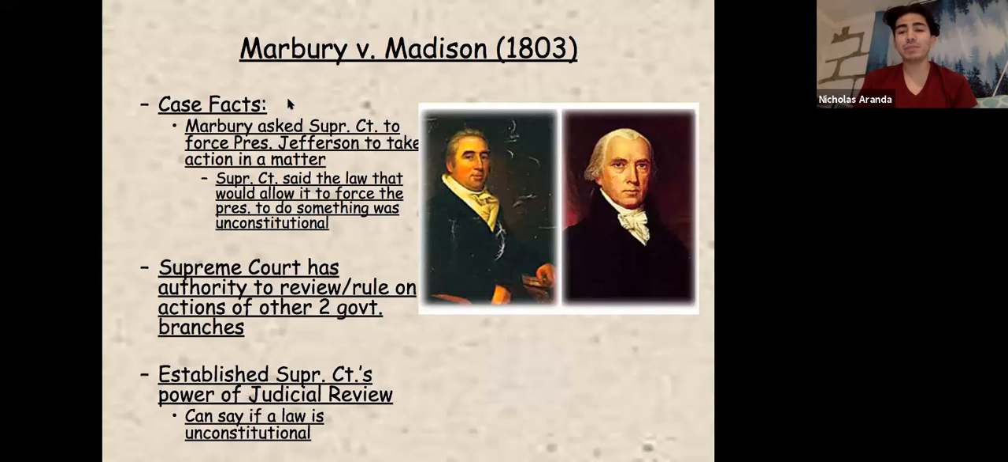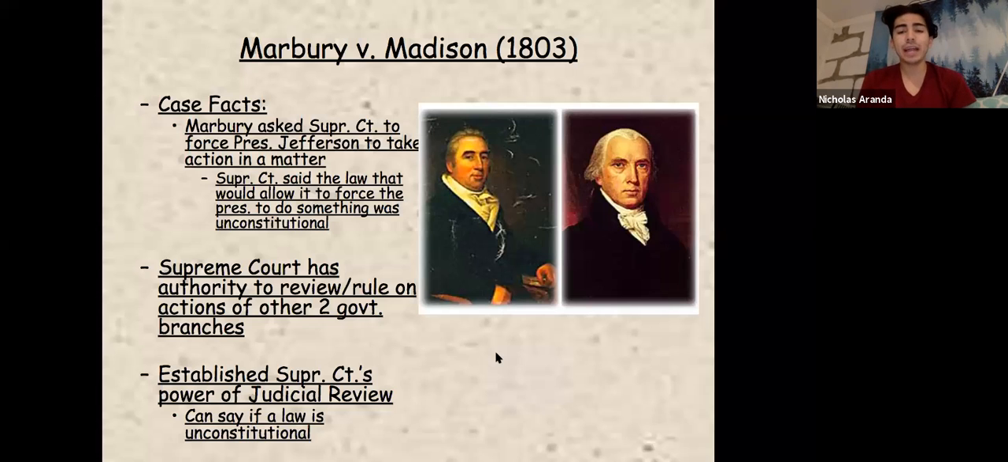So the first and most famous court case that everybody should know, especially for your APUSH or AP US History, is Marbury versus Madison from 1803, one of the first Supreme Court cases. Marbury asked the Supreme Court to force President Jefferson to take actions in the matter. The Supreme Court said the law that would allow it to force the president to do something was unconstitutional. So now the Supreme Court has the authority to review and rule on actions of the other two government branches, and it established the Supreme Court's power of judicial review.